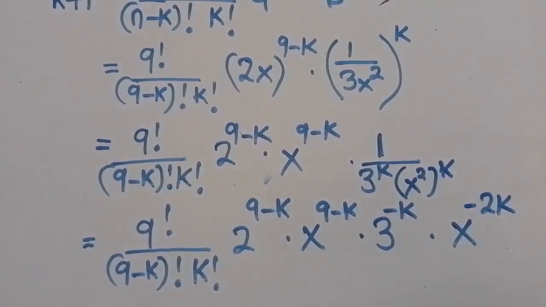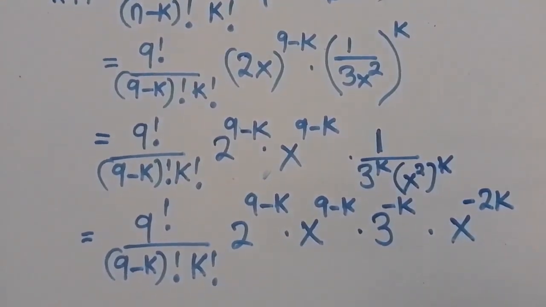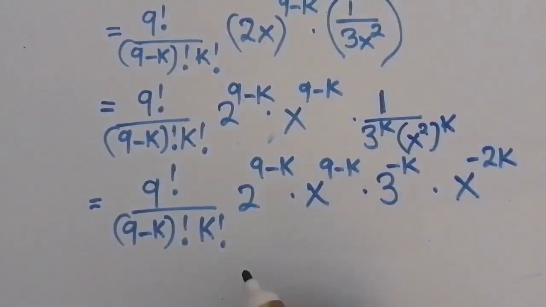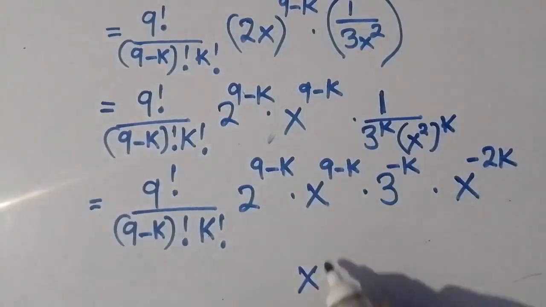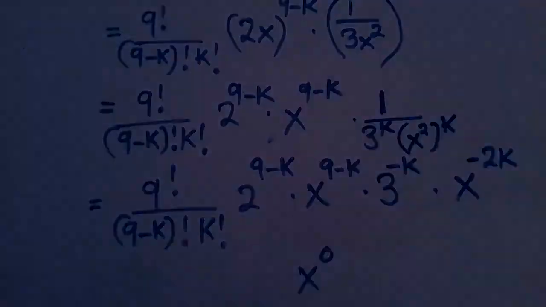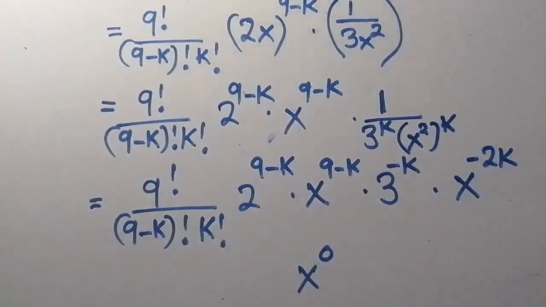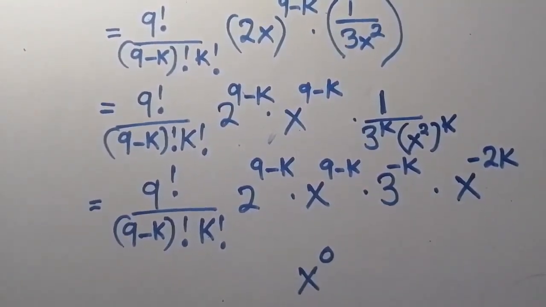So our main aim is to find the independent term. Independent term means that you are having x to the power 0. That's the independent term. This is what you need to know: x to the power 0 is the independent term.